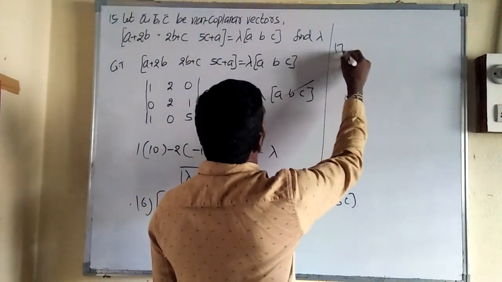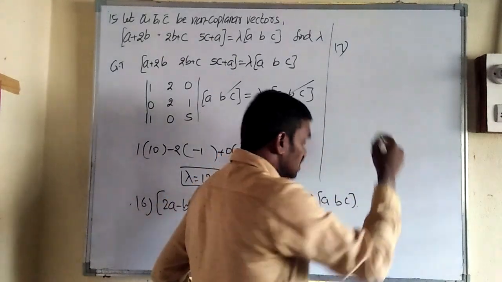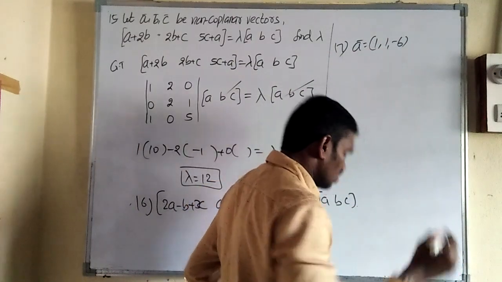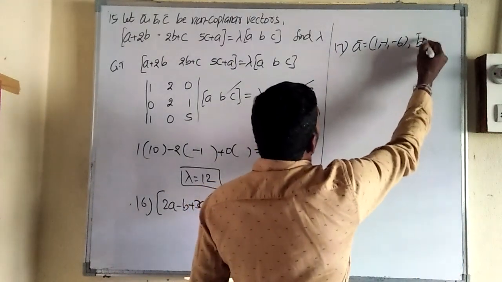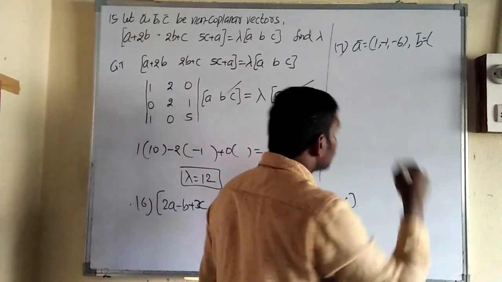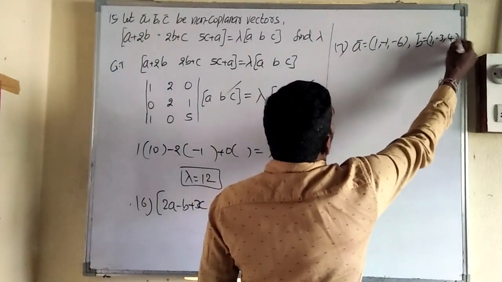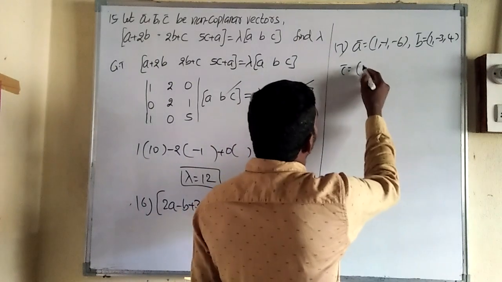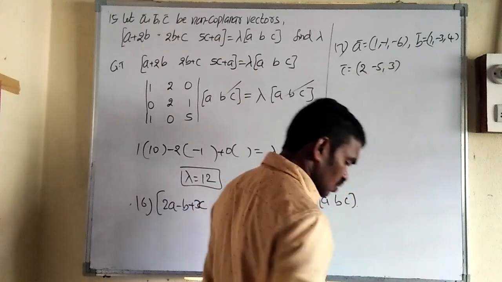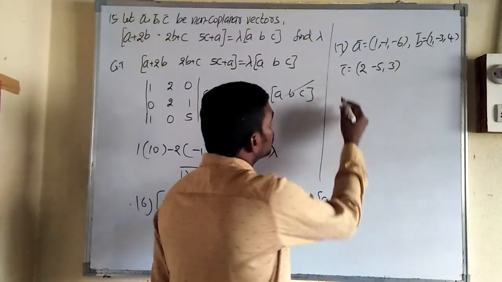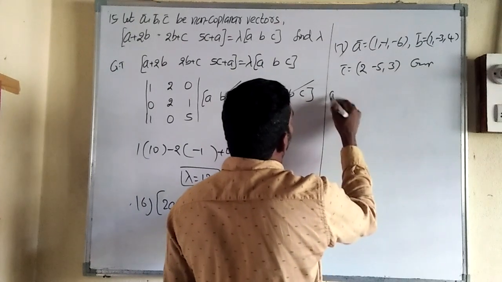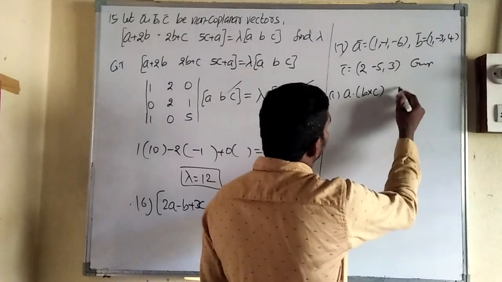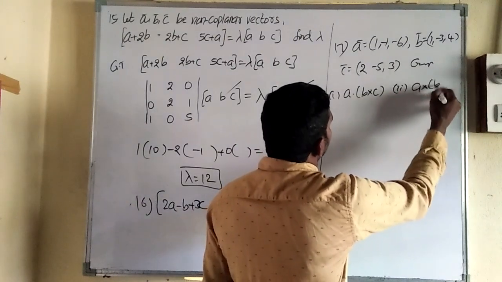15, 16, 17 for your practice I am giving. Vector a bar is equal to 1, -1, -6; vector b bar is equal to 1, -3, 4; and vector c bar is equal to 2, -5, 3. Then compute, first one, a dot b cross c, and second one, a cross b cross c.